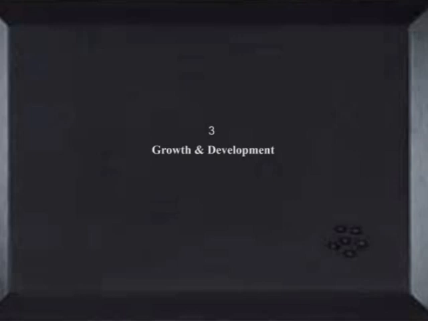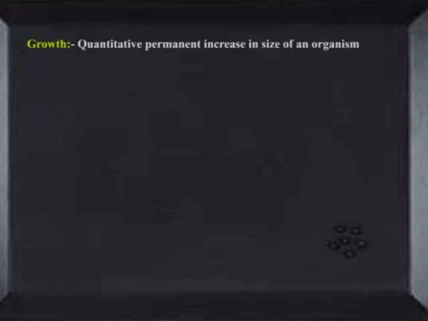Growth is a characteristic feature of all living organisms. Most multicellular organisms start life as a single cell and gradually grow into complex organisms with many cells. This involves multiplication of cells through the process of cell division. The quantitative permanent increase in size of an organism is referred to as growth.